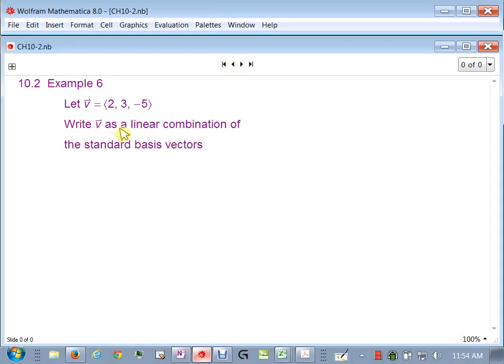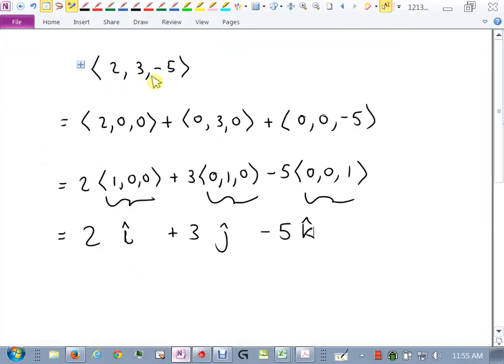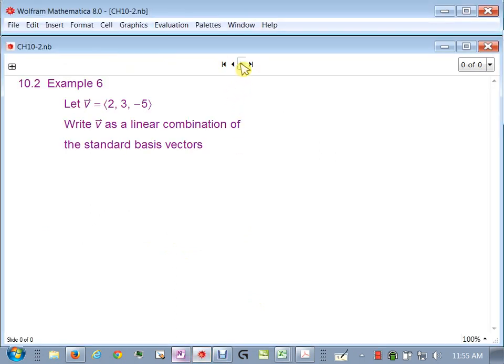Look at the question, though. Look what it's asking. Rewrite v, here's v, as a linear combination of the standard basis vectors. So I have rewritten this vector as a linear combination, meaning scalars times my basis vectors, with addition and subtraction between them. So that is it right there. That's it? We're done? No, we can't be done, are we?